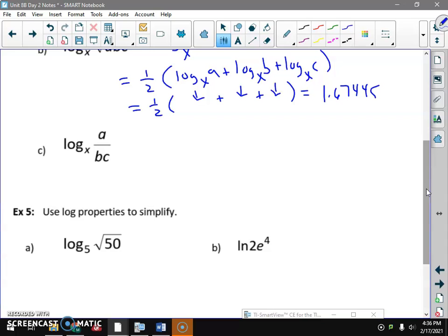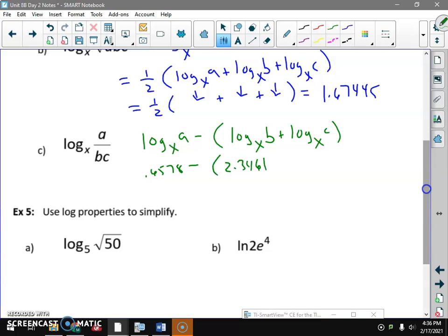And then the last one, log base x of A divided by, I see division, which is going to become subtraction. Then I see multiplication down there, which is going to become addition. Now I can plug in the decimals, 0.6578 minus 2.3461 plus 0.345. If I subtract all those, I get negative 2.03 repeating. All right, that doesn't look like a 3. Now it does.